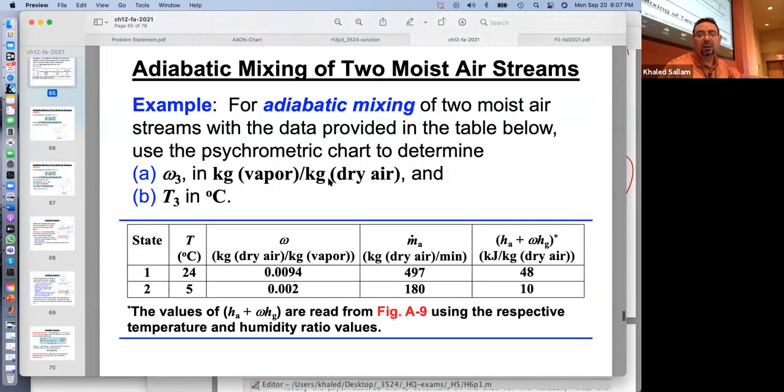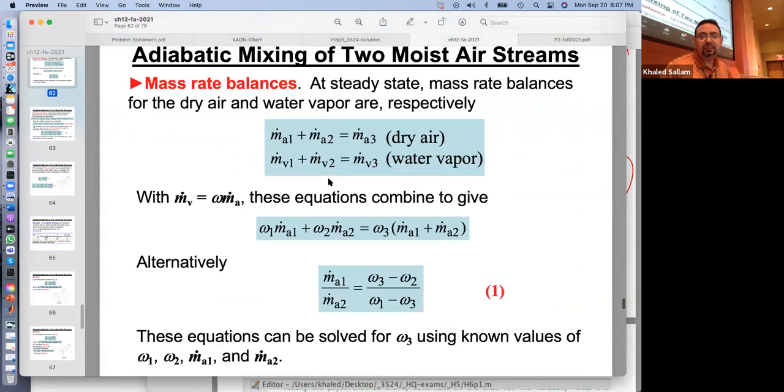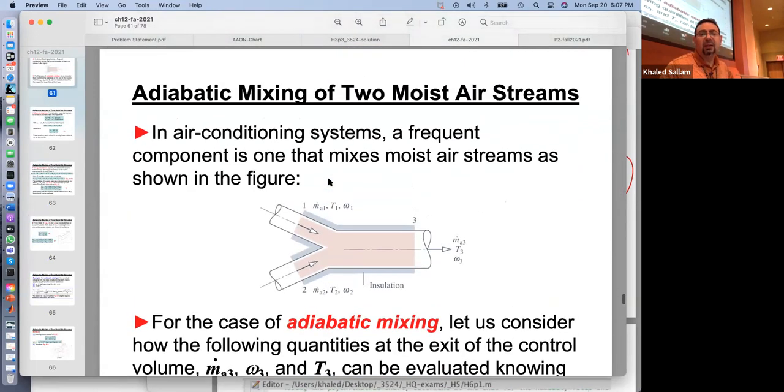So now, the third application in this chapter is mixing. Adiabatic mixing of two moist air streams. And adiabatic means that there is no cooling or heating while we are putting the two streams together.